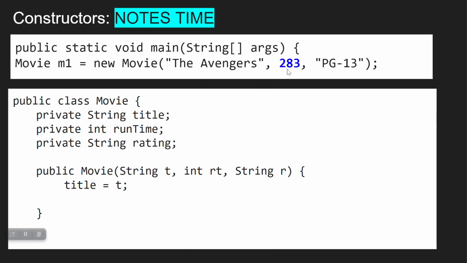Then we go over to 283. 283 is our next argument that gets passed in as our parameter rt. And then down here, we say runtime equals rt. That's taking our instance variable runtime, which has been declared up here, and setting it equal to whatever value gets passed in. And then obviously PG-13 would come next. It becomes our parameter r. And then down here we say rating equals r. So this instance variable rating is now set to the value of r.